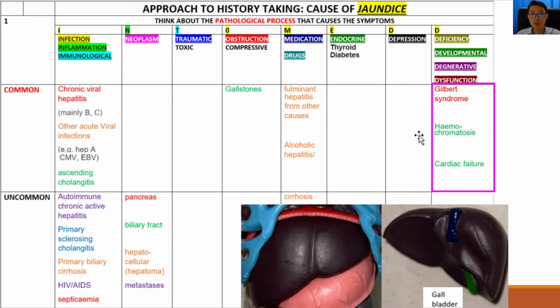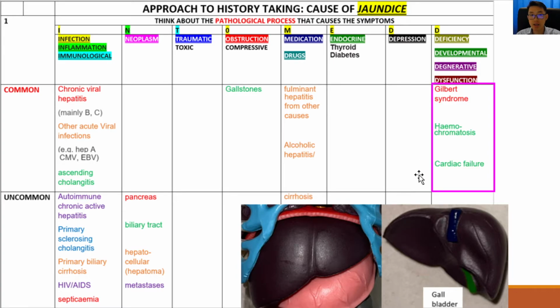In a condition called hemochromatosis, there is an overload of iron within the liver. This impairs the liver cells' ability to process bilirubin and also affects the flow of bile within the liver, causing congestion, therefore backflow of bile and bilirubin into the bloodstream, causing jaundice.